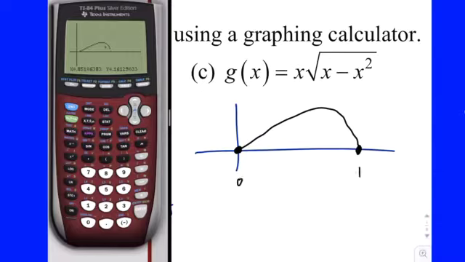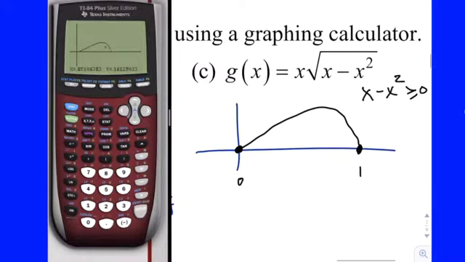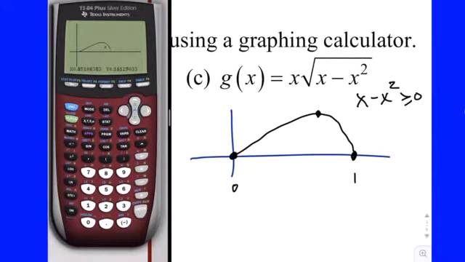And you could solve that the way we've done in the past. x minus x squared has to be greater than or equal to 0. And then you can graph that parabola. Or you can just kind of use the calculator, right? If you plug in a 0 for x, you get 0. If you plug in a 1 for x, under the radical, you get 1 minus 1 is 0. So it does go from 0 to 1. But there is a high point right there.